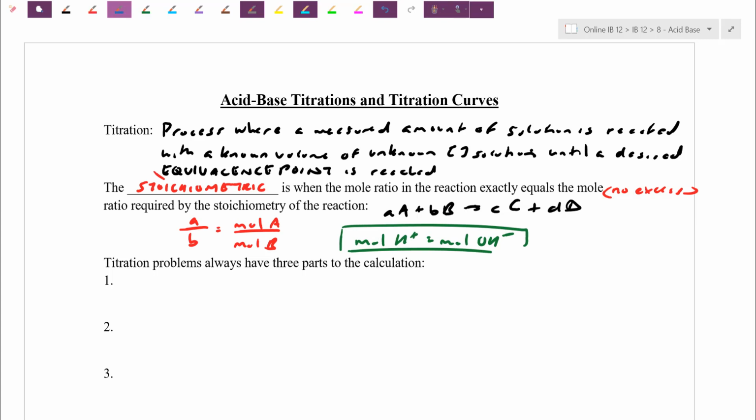Right? We will revisit another vocabulary term very shortly. It's going to be called endpoint and transition point. Those ones have to do with the indicator. Of course, I would want to choose an indicator that tells me when I hit this equivalence point, but it's totally possible I may have done a titration, whoops, my indicator changed color nowhere close to this equivalence point. In that case, it wouldn't be a good titration for me.